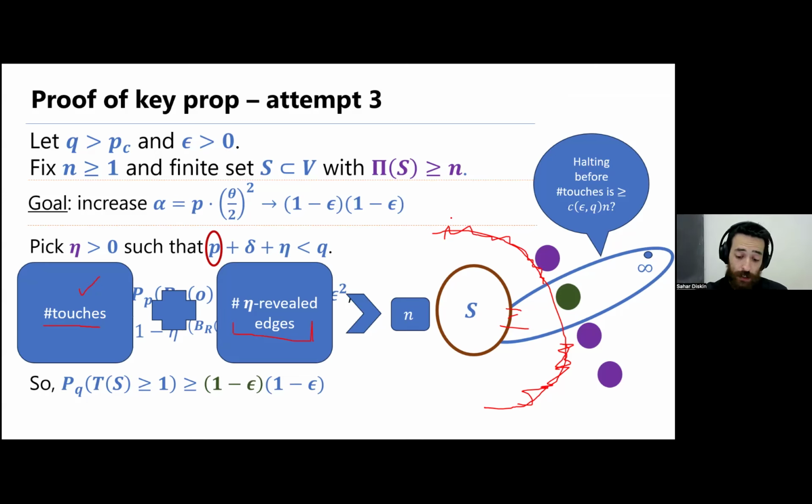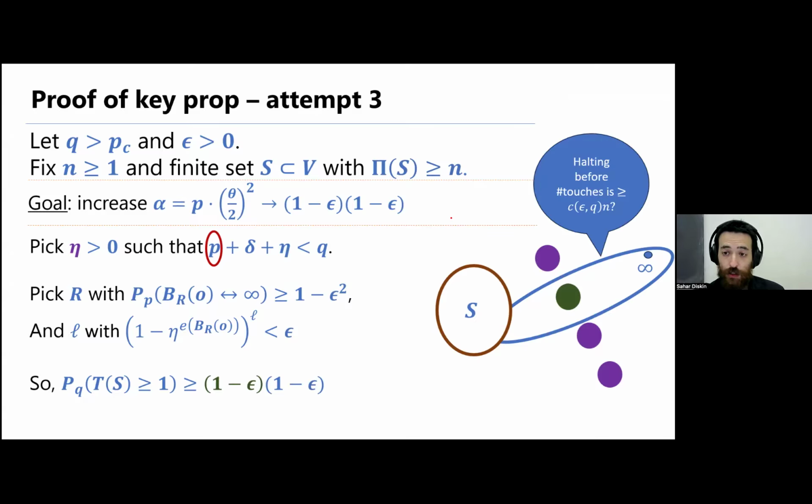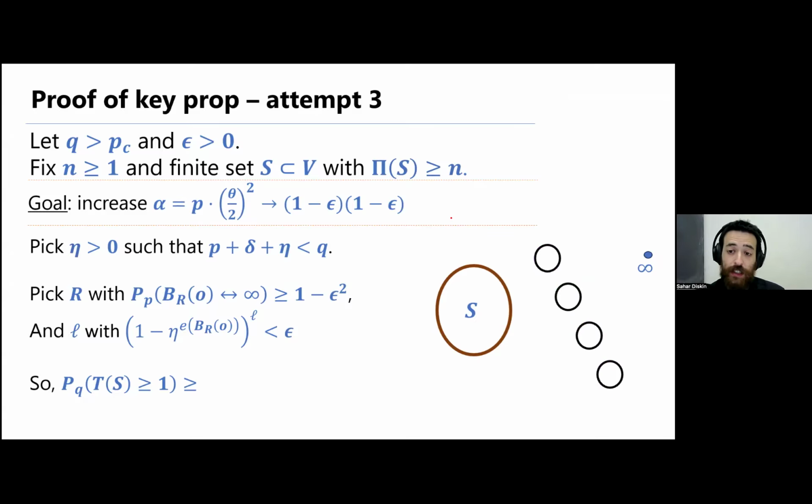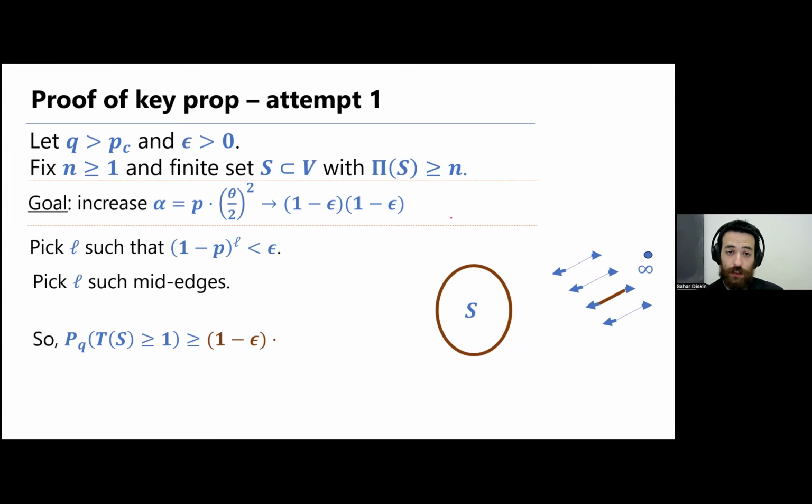Let me say one last thing here. So you can see that this is really where the geometry of the graph comes into play. This is where pi really comes into play in this particular question. Can I halt before?